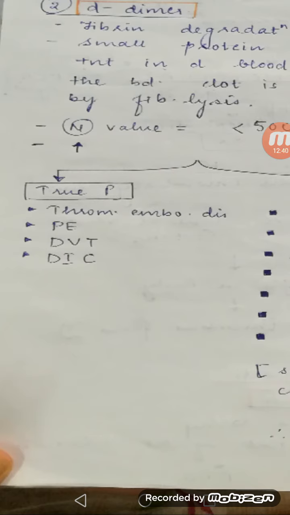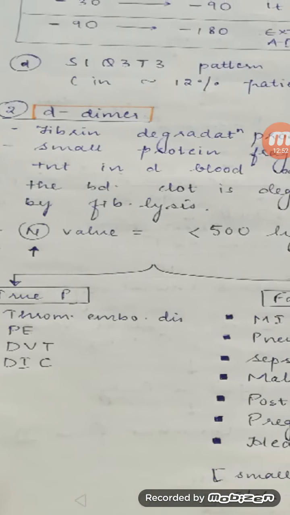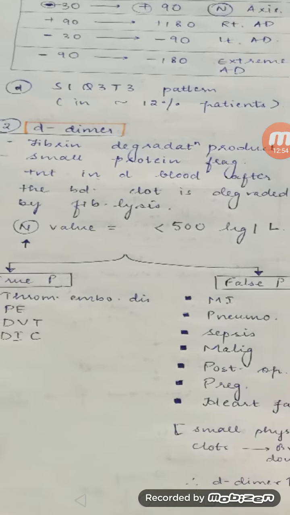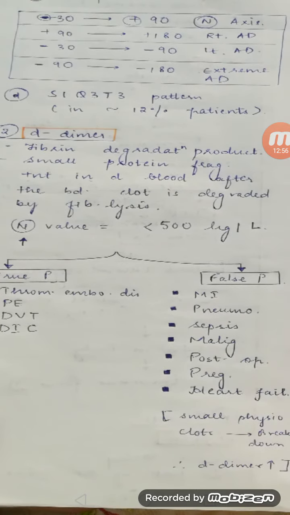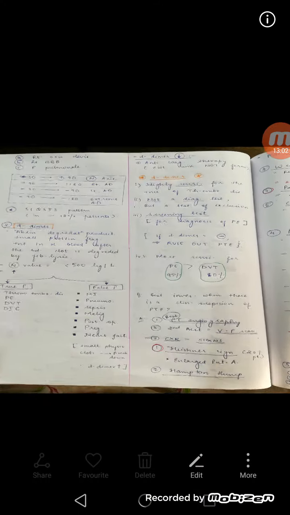In any hypercoagulable state of the body, it is a true positive, like thromboembolic phenomena, whether it's DVT, deep vein thrombosis, or PE, pulmonary embolism, or even DIC, disseminated intravascular coagulation. In all these conditions, there will be a true positive D-dimer test. Okay, and the normal value of D-dimer is less than 500 micrograms per liter. That is the normal value.